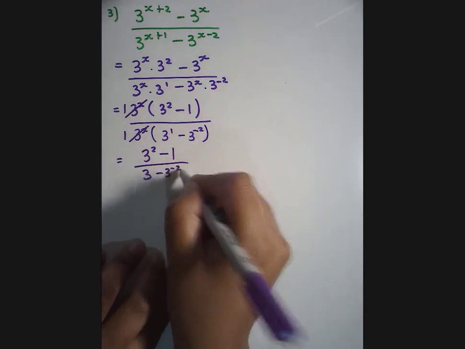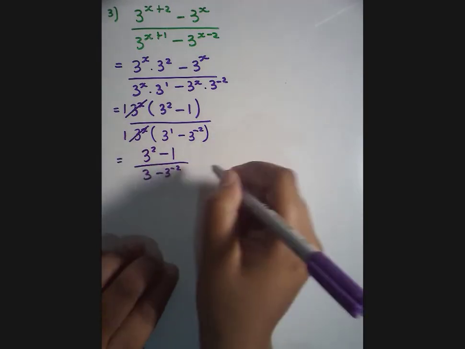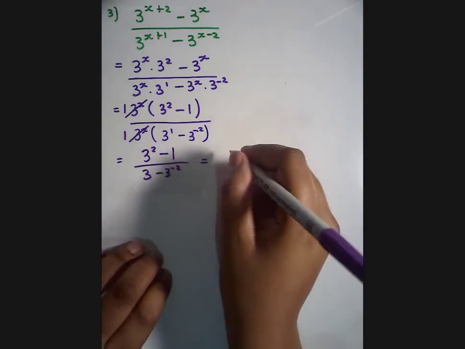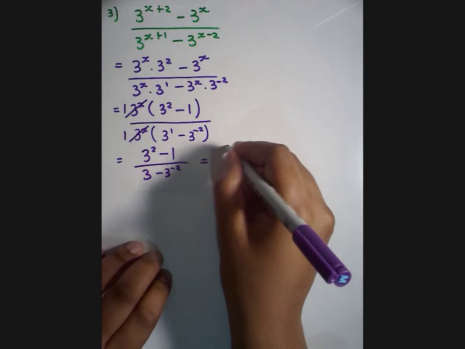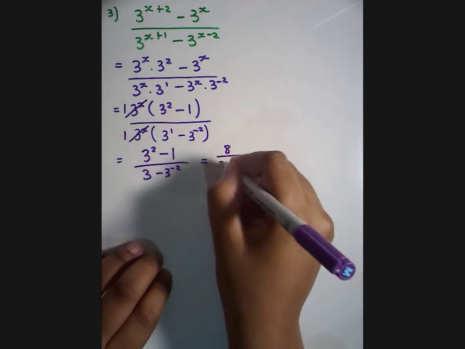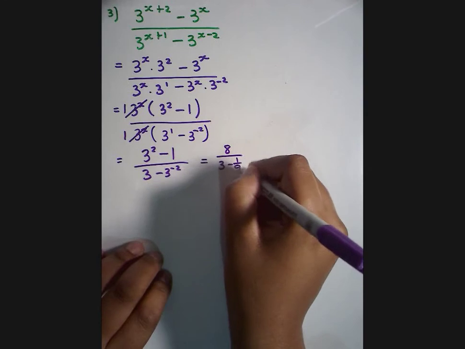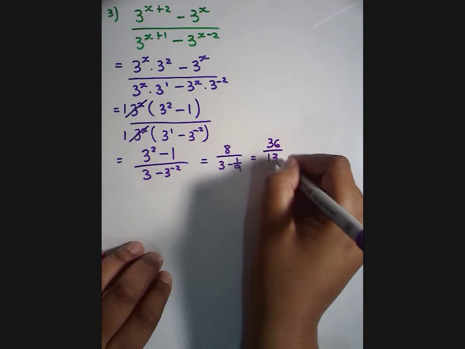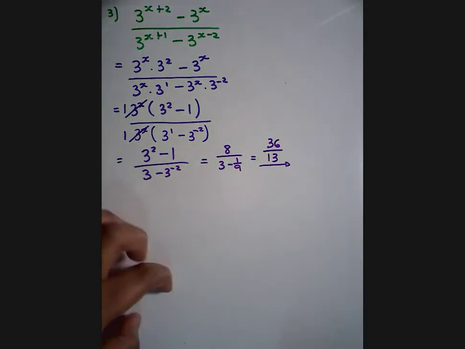If I had to type this out in my calculator, or if I had to do it without a calculator, I would have said 8, because 9 minus 1 is 8, over 3 minus 1 over 9, is equal to, I typed my calculator, 36 over 13. And that's my final answer. I could make it into a mixed number, but it's not necessary.